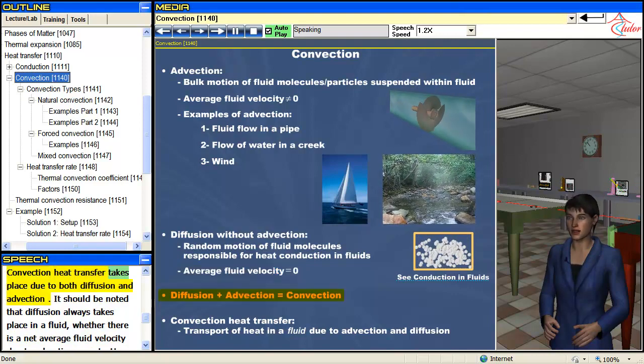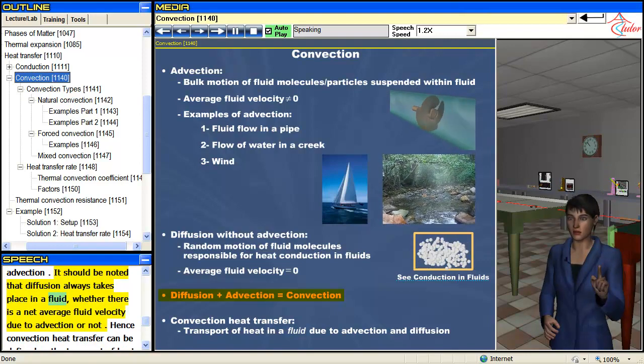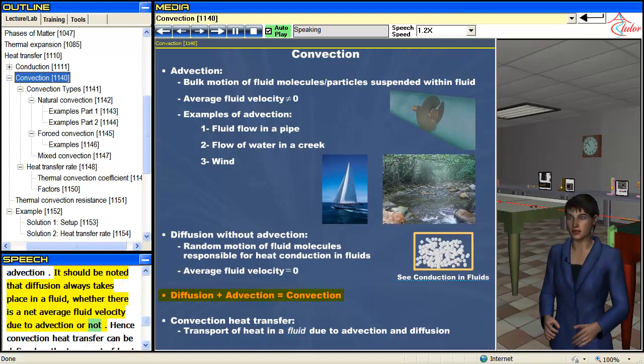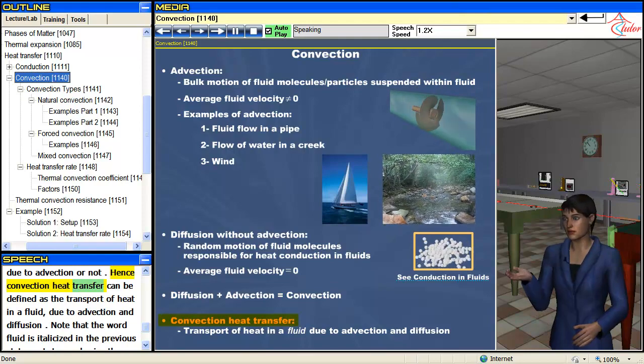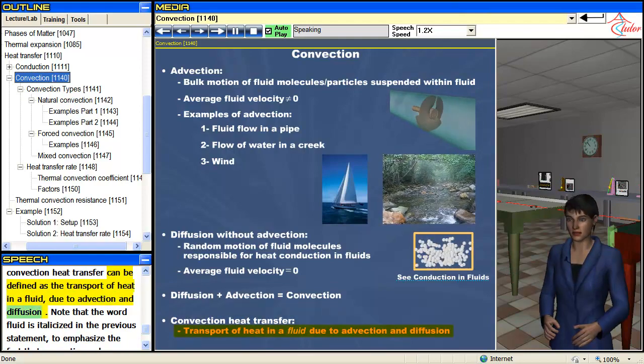Convection heat transfer takes place due to both diffusion and advection. It should be noted that diffusion always takes place in a fluid, whether there is a net average fluid velocity due to advection or not. Hence convection heat transfer can be defined as the transport of heat in a fluid, due to advection and diffusion.